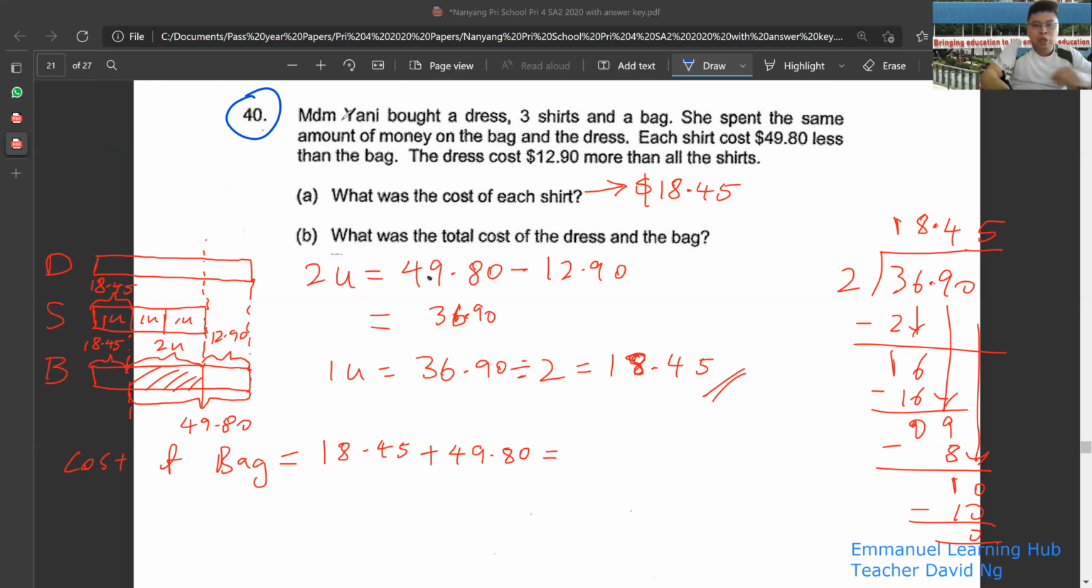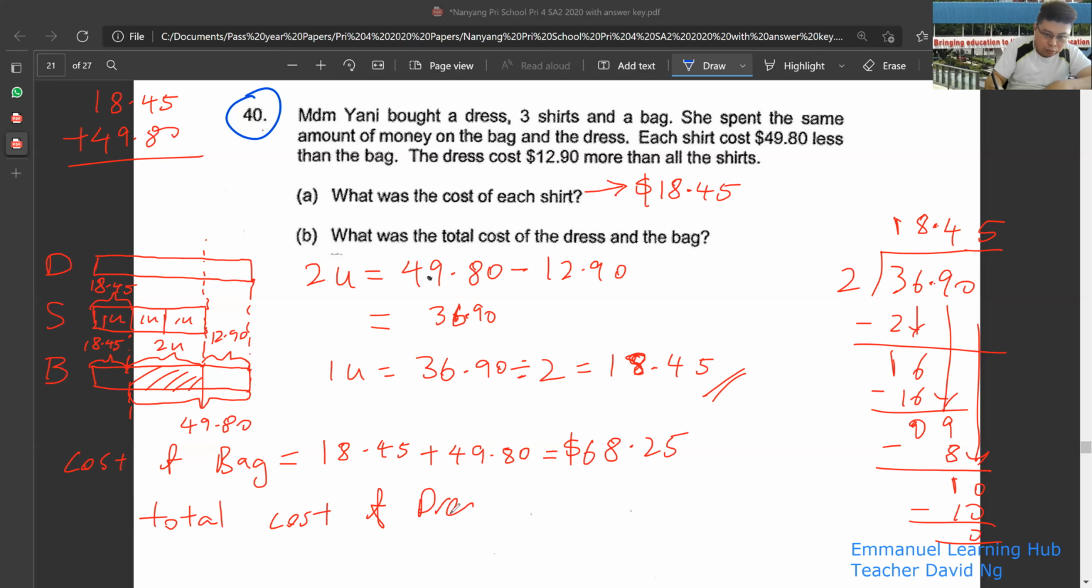Okay, 18.45 plus 49.80. Do you need me to go through the working with you or don't need? You're confident enough to do the working yourself? Yeah. So the cost of one bag is 68.25. But that's not the answer. They want the total cost of the dress and the bag. What must you do?